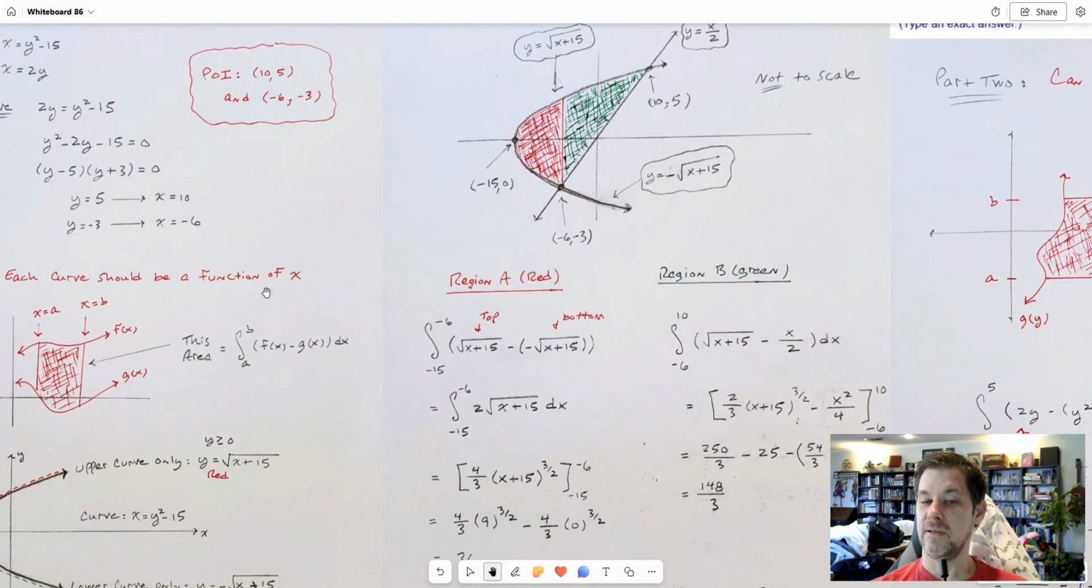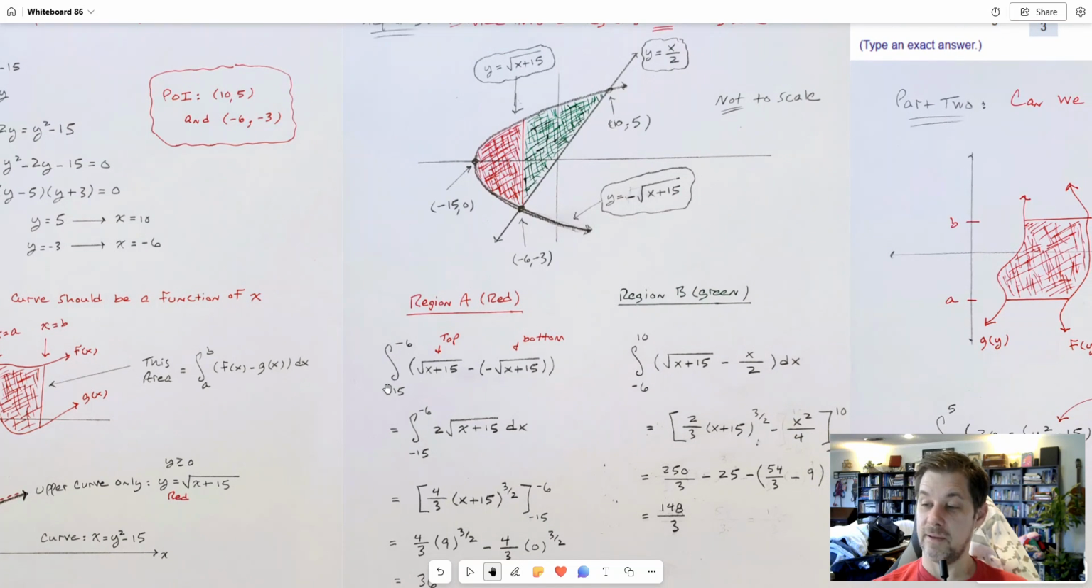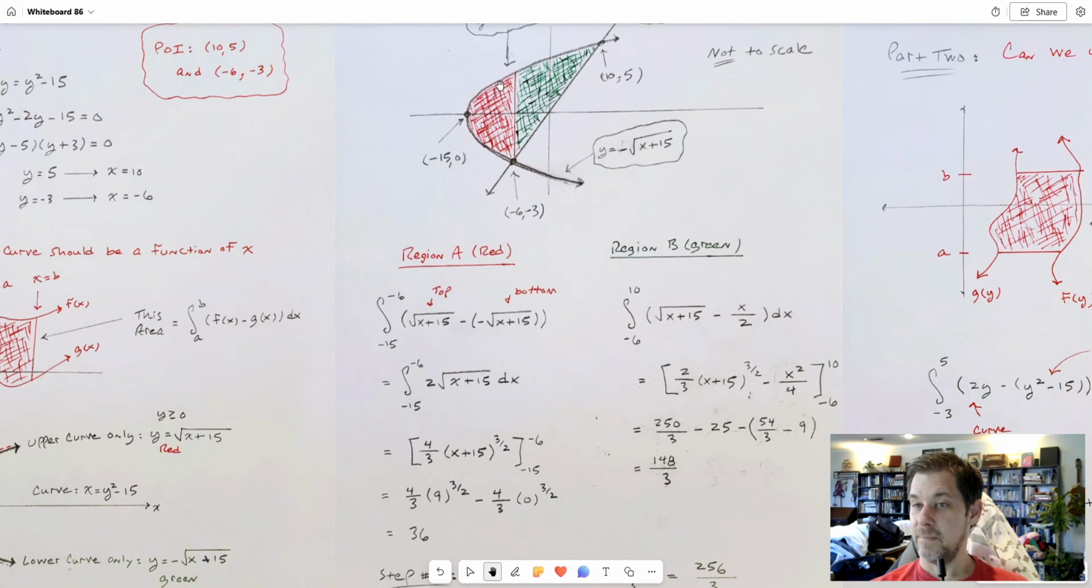And so I can use this model to set up a definite integral to find its area. I take root x plus 15, take away negative root x plus 15, and that goes along the x-axis from -15 over to -6. Okay, so there, that'll tell me this much of it.